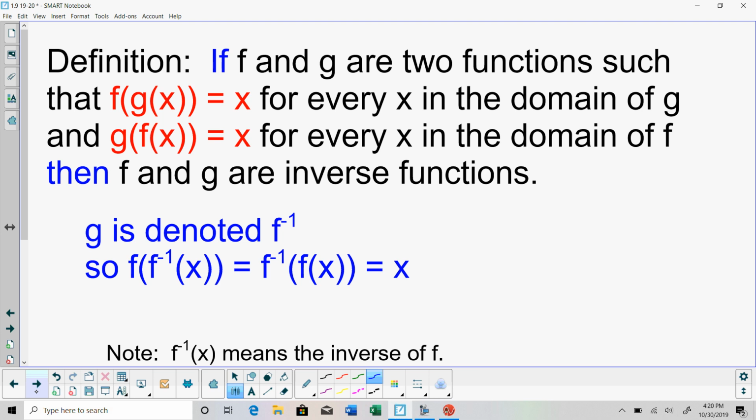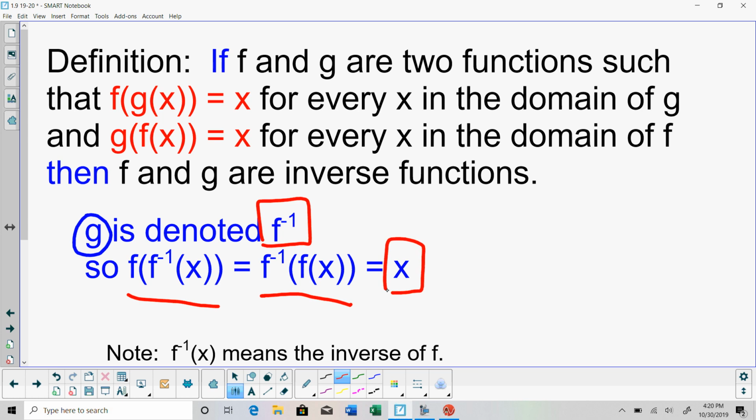All right, so that brings up this definition. If f and g are two functions such that f of g of x is equal to x for every x in the domain of g, and g of f of x is equal to x for every x in the domain of f, then f and g are inverse functions. So if you take the composite of f of g and g of f, and they're both equal to x, then those two functions are inverses of each other, and that function g could be denoted as f inverse. So f of f inverse of x is always going to equal f inverse of f of x, and they're both always going to equal x.